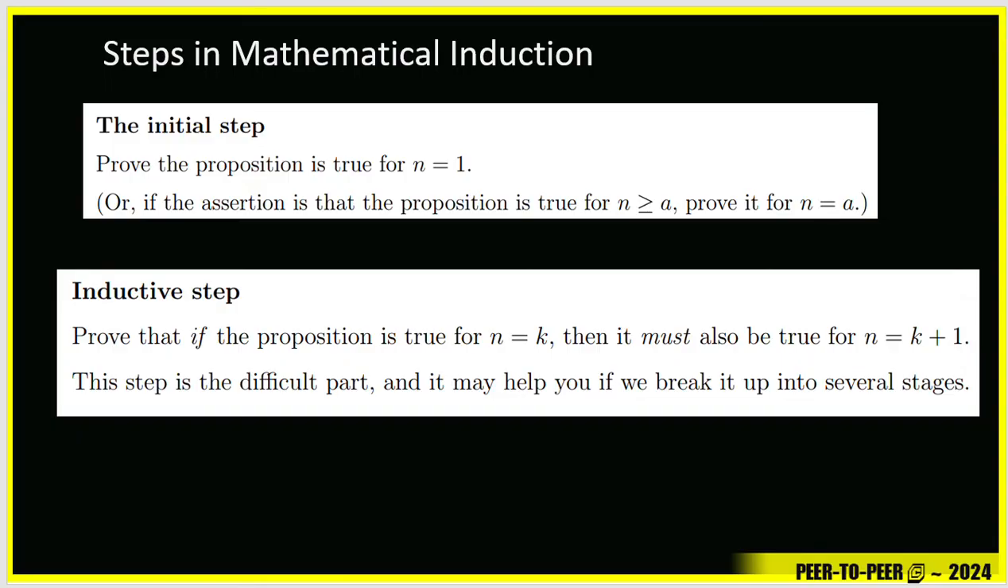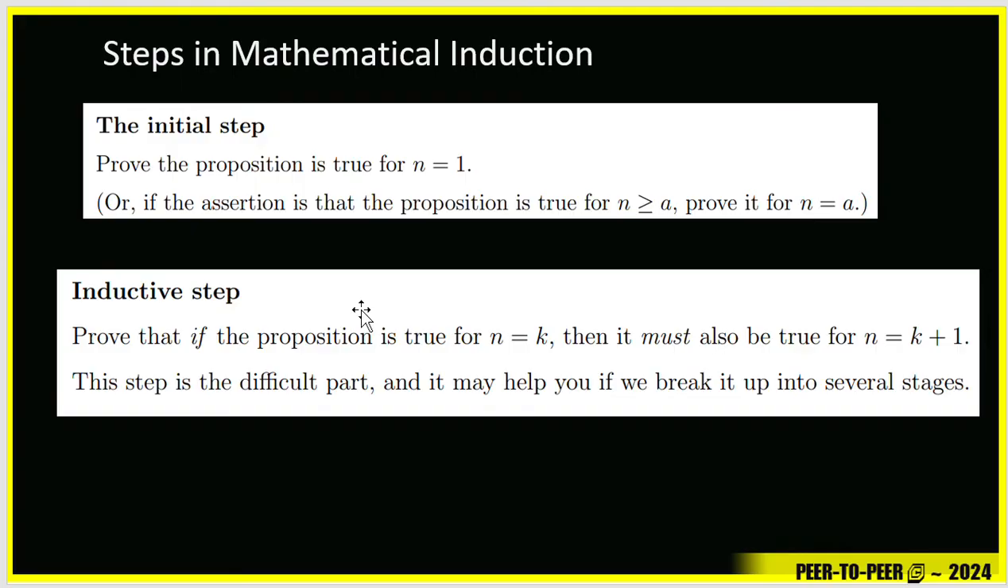So first and foremost, the initial step is to prove the proposition at the base level when n is equal to 1. Most propositions always start with 1. But in a situation where it doesn't start with 1 and it starts from a certain number, you start from that base. Then the second step is what we call the inductive step. In the inductive step, you prove that if the proposition is true for n is equal to k, then it must also be true for n is equal to k plus 1.